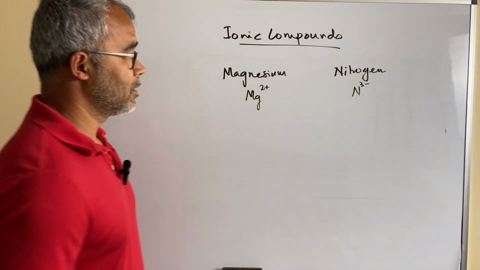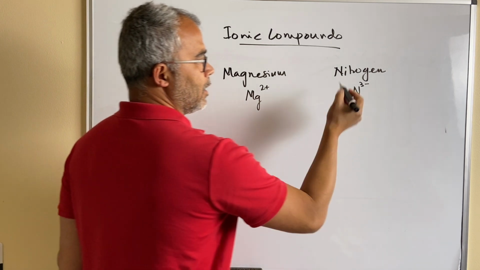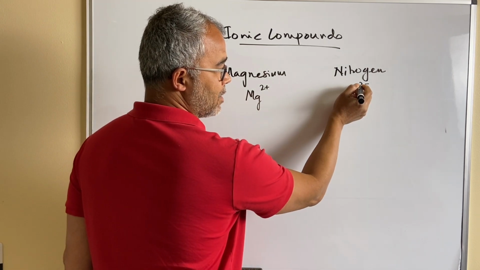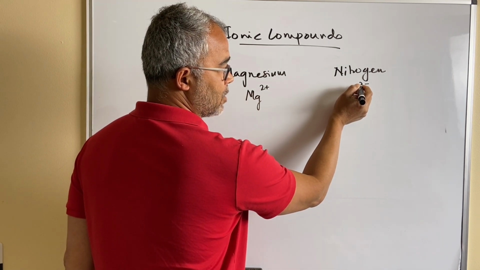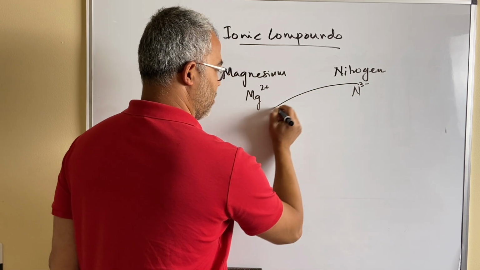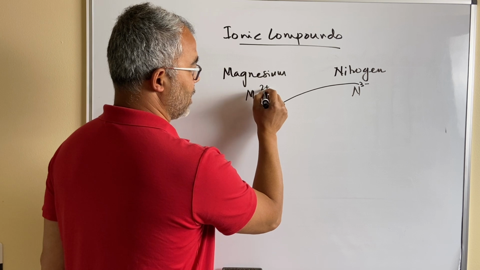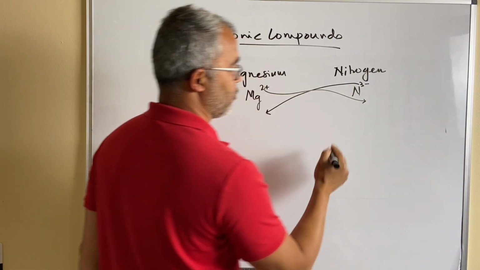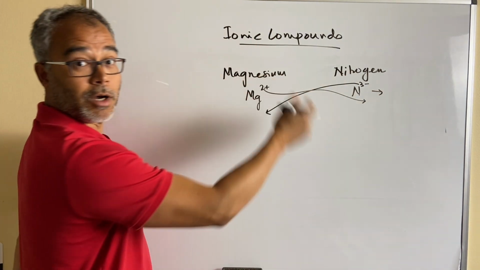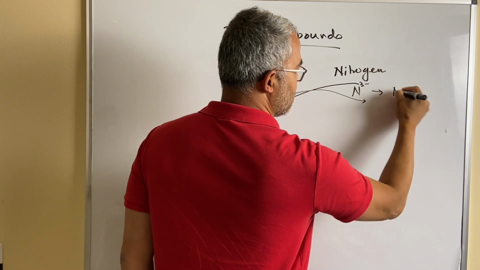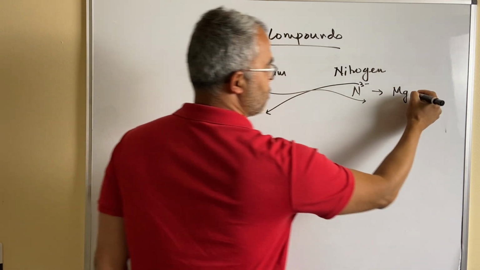If we had to predict the formula for this compound, all we have to do is take the coefficient of the charge from nitrogen and push it down here to make it a subscript in front of the magnesium, and do the same thing from the magnesium to the nitrogen. This is what I call crisscross applesauce. That gives you a compound Mg3N2.